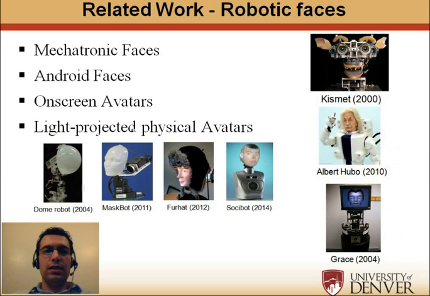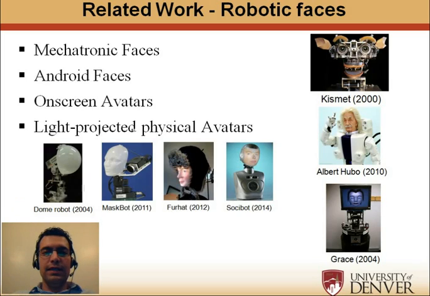On-screen avatars, on the other hand, are very low cost and flexible, but there is no physical embodiment and they lack the ability to establish mutual eye gaze. An example is Grace. Light projected physical avatars consist of translucent 3D masks with a 2D or 3D avatar projected on them.